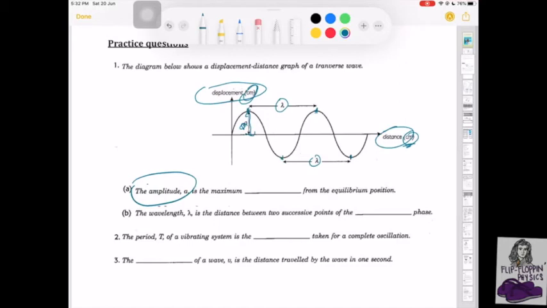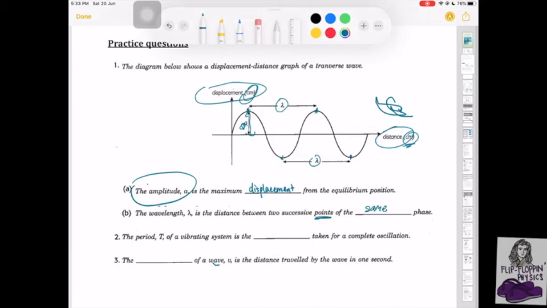Okay, so we all know from the definitions in our keywords that the amplitude is the maximum displacement. Direction is important, so that's why we use the word displacement here instead of distance. Amplitude, you can sometimes call it the amount of energy that the wave has. And then the wavelength is the distance between two successive points. Points here mean the crest or the trough of the same phase.